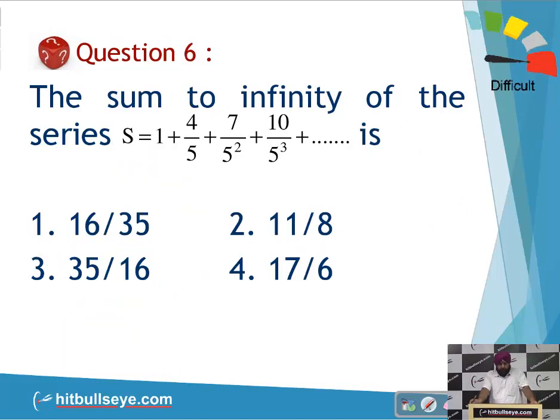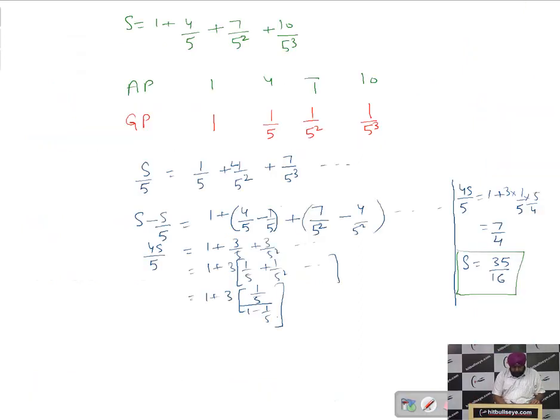The sum to infinity of the series S is equal to 1 plus 4 by 5 plus 7 by 5 square plus 10 by 5 cube is. This is AGP. Why is this called AGP? Because it's a combination of arithmetic and geometric series. The detailed X-ray solution of this question is as follows. S is equal to 1 plus 4 by 5 plus 7 by 5 square plus 10 by 5 cube and so on is the question.